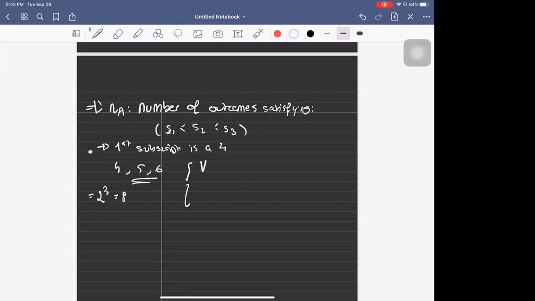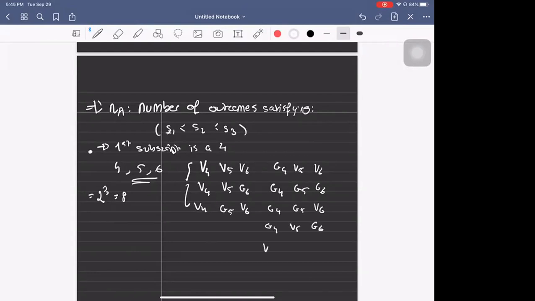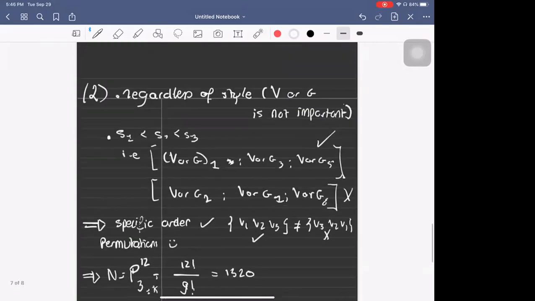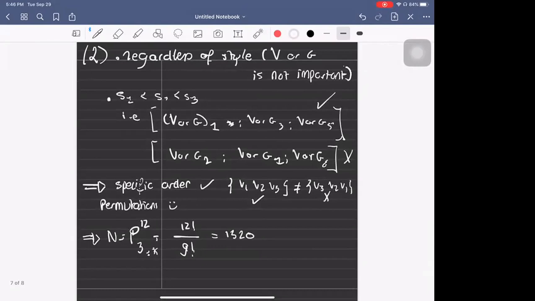But to make you visualize that, I can get V4, V5, V6, right? At the same time, I can get V4, V5, G6, V4, G5, V6, G4, V5, V6, G4, G5, G6, G4, G5, V6, G4, V5, G6, and V4, G5, G6. 1, 2, 3, 4, 5, 6, 7, yeah. So which is equal to 8. So here what I've done is, if our first subscript was a 4, we can only satisfy the event with 4, 5, and 6. And it says in the beginning of the question that V or G is not important.